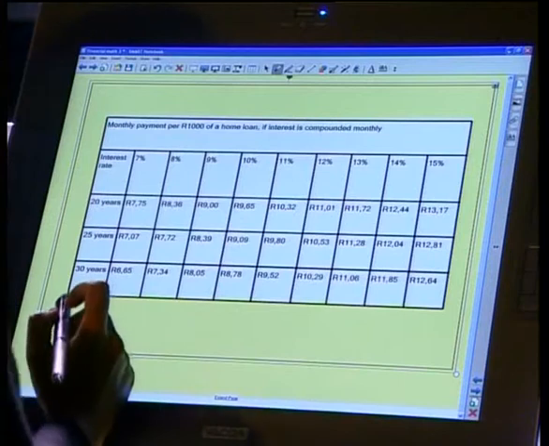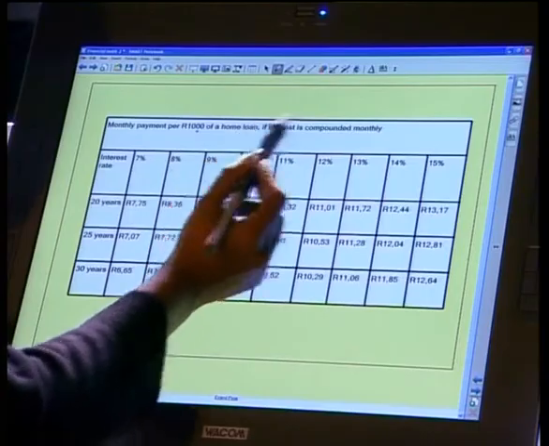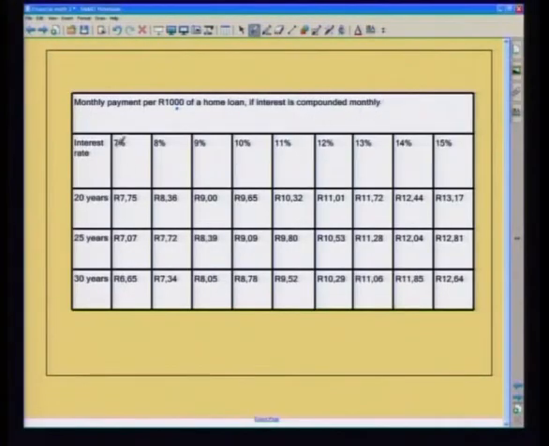So if we look at what we have here, this says your monthly payment per 1,000 Rand of a home loan, if interest is compounded monthly, and then they give you different options of interest rates. So we go all the way from 7% to 15%. So say you buy a home and the effective interest rate, for example, is 9% per annum compounded monthly. Okay, so let's focus on that one. So it's 9% per annum compounded monthly, and you take your home loan out over 25 years. So you want to pay off whatever amount over 25 years, and this is the interest rate that is offered by the bank.